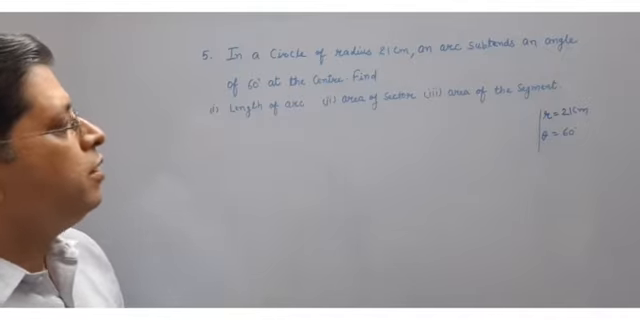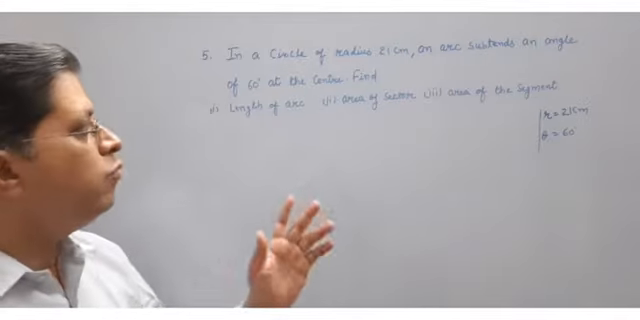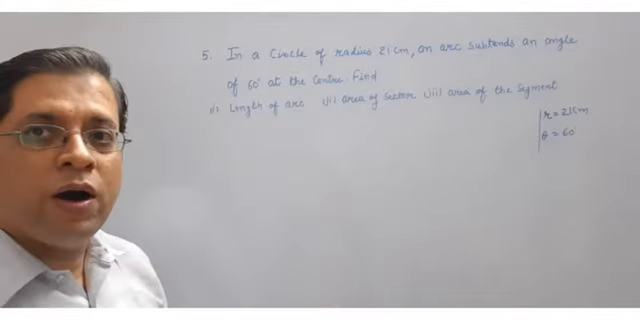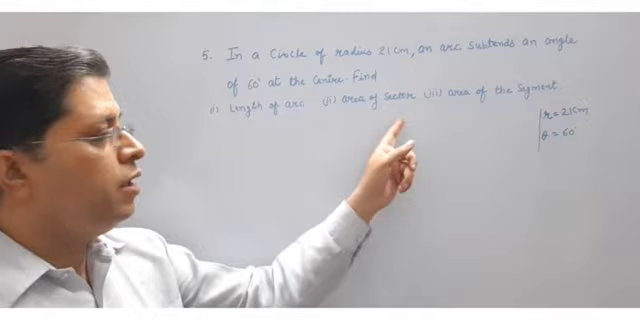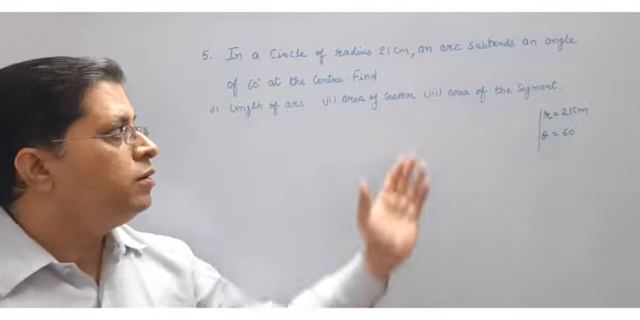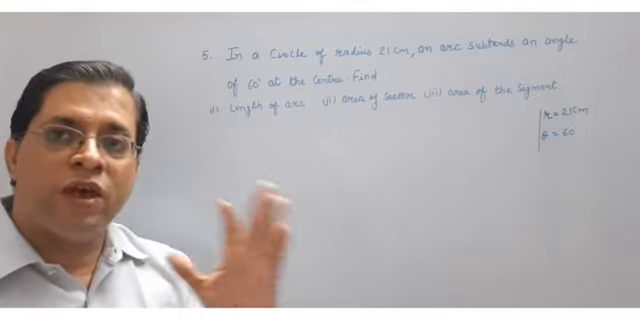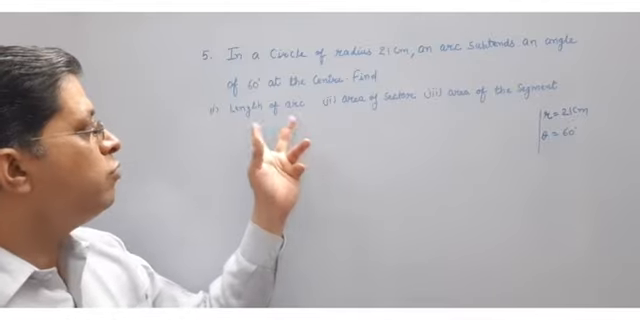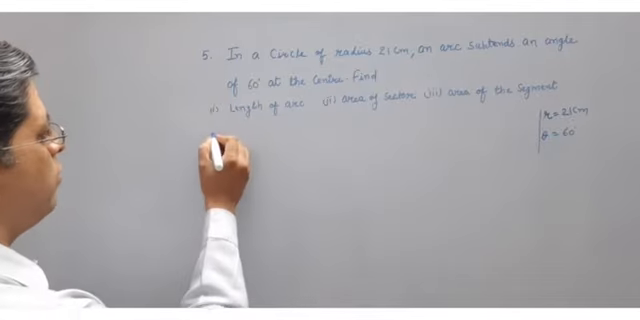Yes, the next question is, in a circle of radius 21 centimeter, an arc subtends an angle of 60 degree at the center. Find what you have to find: first, the length of arc. Second, the area of sector you have to find. Third, the area of segment you have to find. Okay, first of all, length of arc.